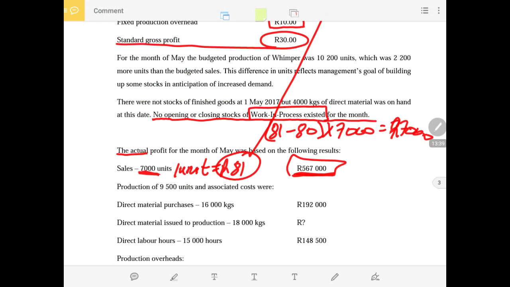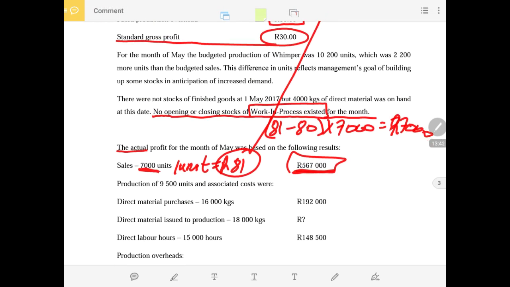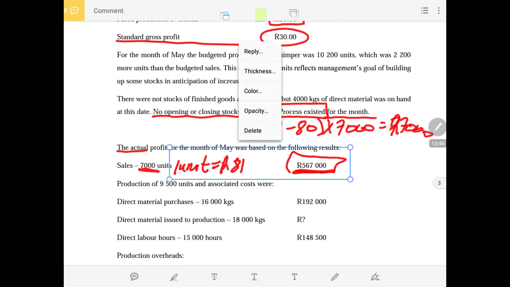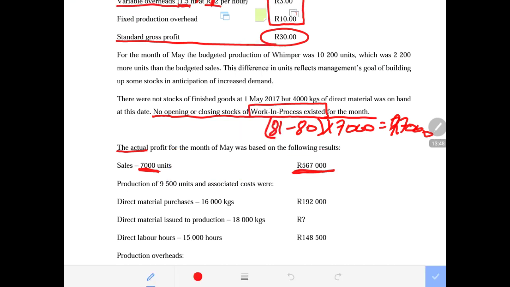Then now we go to the next analysis of information. The next analysis of information says that the production of 9,500 units. Remember, we are under actual. So now this is the actual production. The production of 9,500 units and associated cost were as follows. Remember, this is what we actually produced and this is what we actually sold.